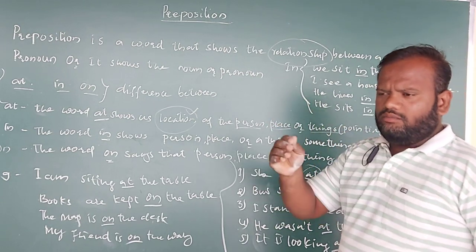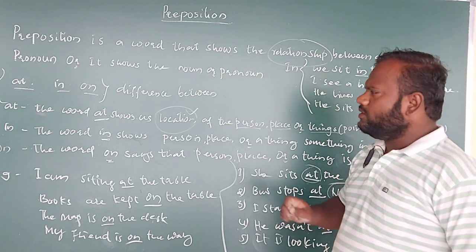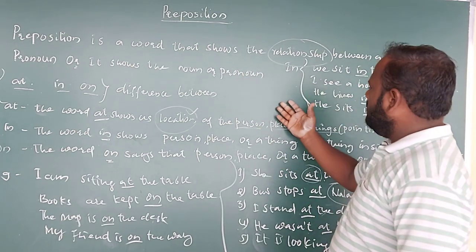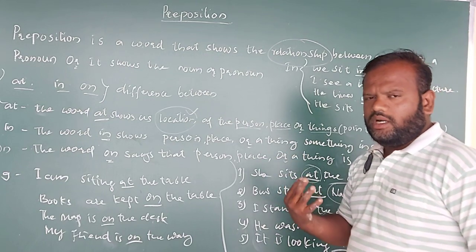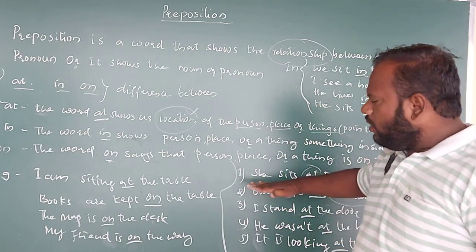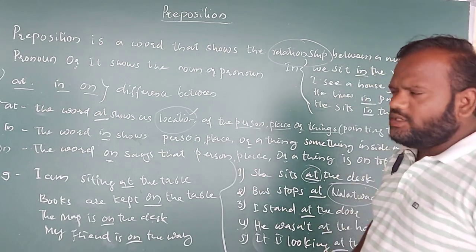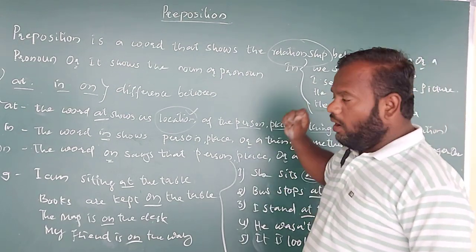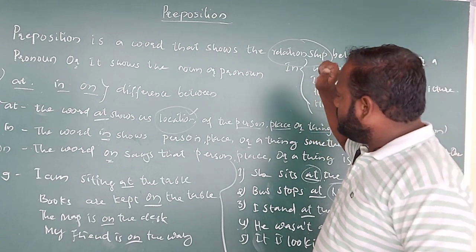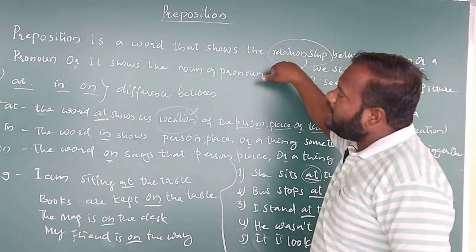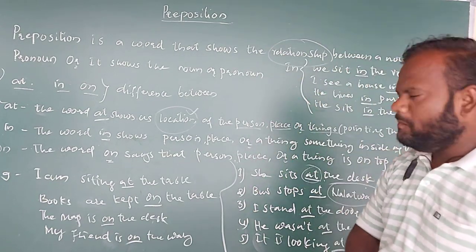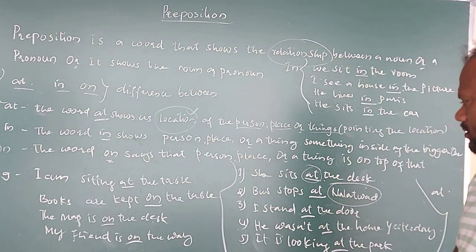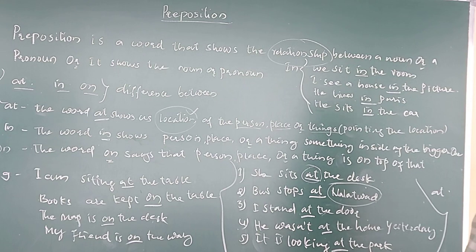So whenever you are moving towards somebody's house, before knocking the door, when you are standing at the door, the phrase that will come is "I am standing at the door." If you are using the word "on", "I am knocking on the door", because my knock is going on the door. Hope you are understanding. Let's go with example number 4.